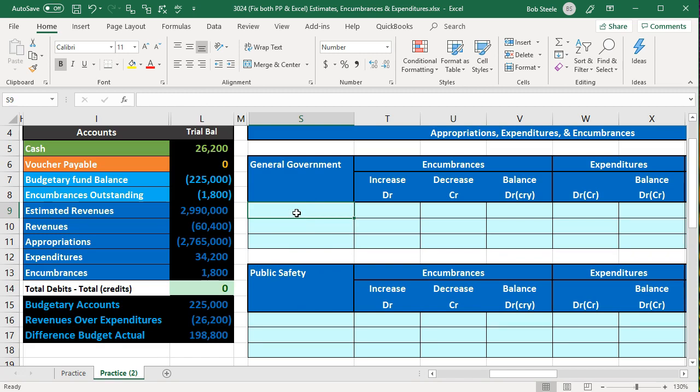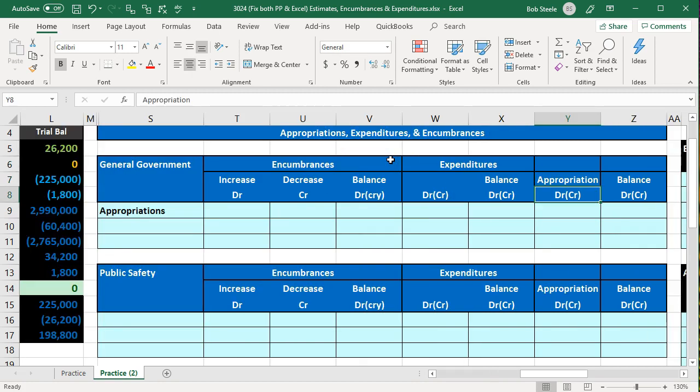We'll do this kind of in order as it happened. First thing that happens, we recorded the budget, which is the appropriations. I hope I spelled that right. Now we have the columns up top. We have encumbrances, expenditures, and then appropriations are going to be over here.